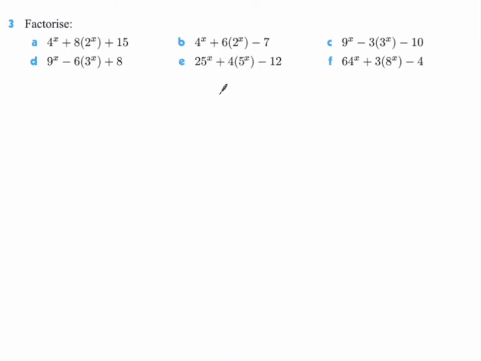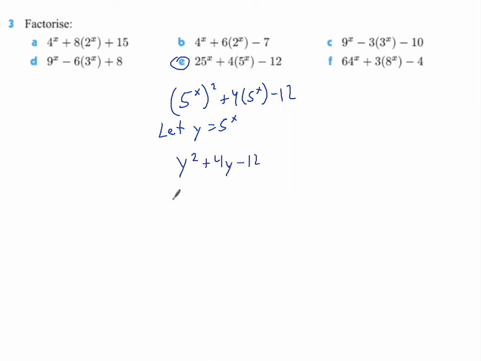Firstly, okay, let's look at e. Okay, so we got 5 to the power of x here. We can rewrite this one as 5 to the x squared, and then we've got plus 4 times 5 to the x minus 12. That's just like a quadratic, right? If you like, we can do a substitution. Let y equals 5 to the x, so you're going to have y squared plus 4y minus 12. And then maybe we can factorize this quadratic, and that factorizes to y plus 6, y minus 2, right? Okay, but don't forget to actually write in what we're actually supposed to be using, x. So it's 5 to the x plus 6, 5 to the x minus 2.